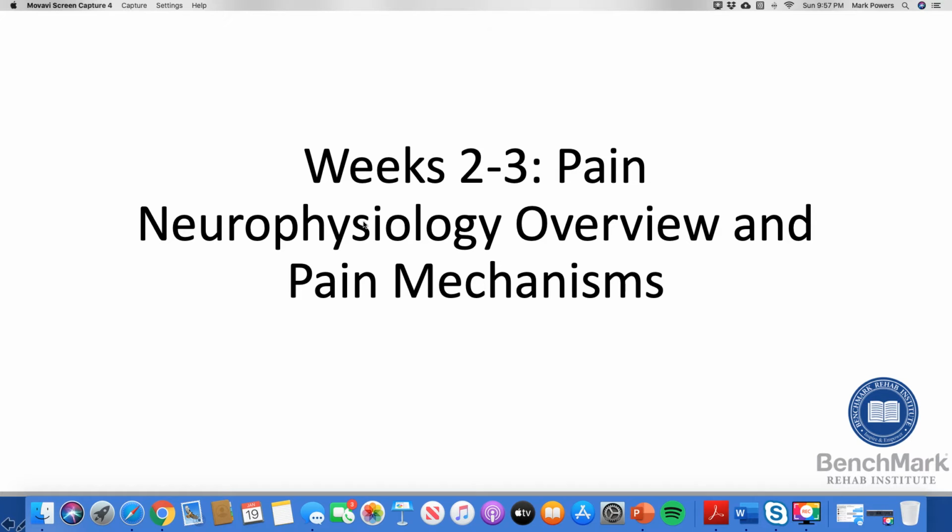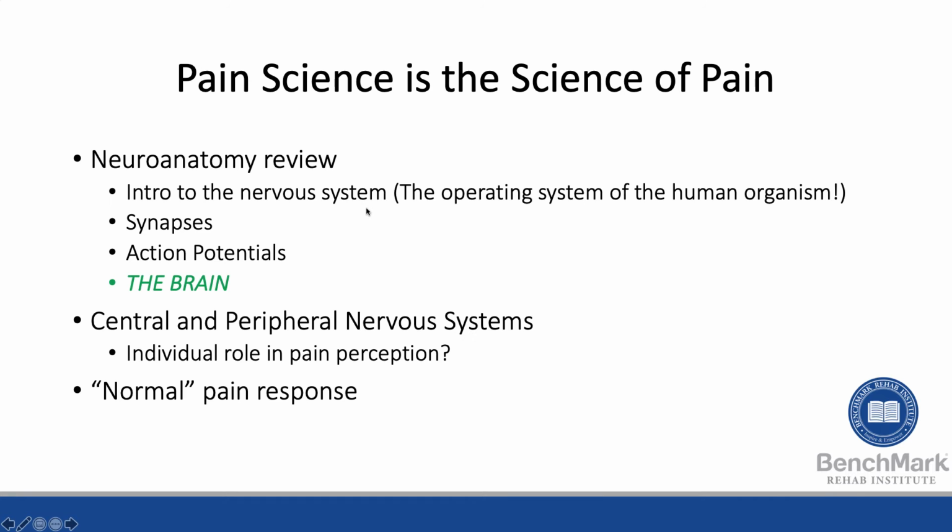In weeks 2 and 3, some of the main things we're going to be touching on is the science of pain. Pain science is really just a term for the science of pain, no different than the science of anything else. So we're going to start with a neuroanatomy review, an intro into the nervous system, get back to the basics of synapses, action potentials, and then the brain itself.